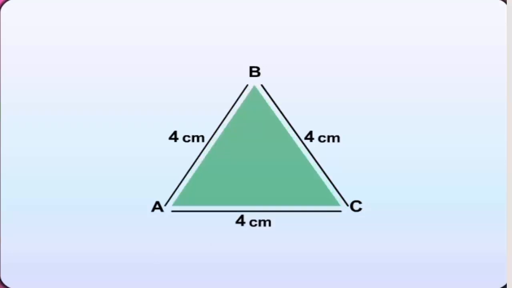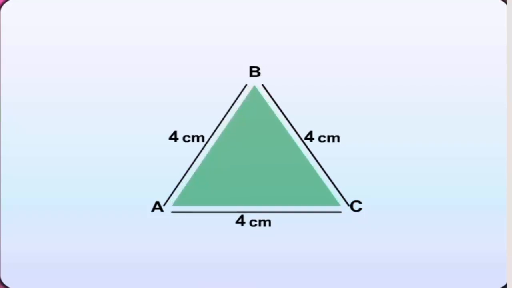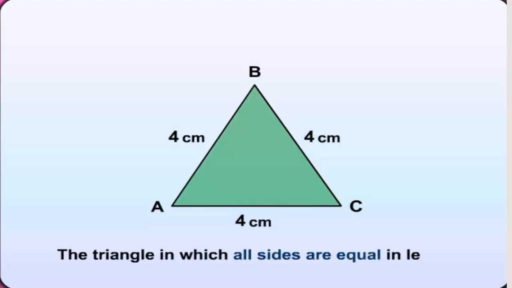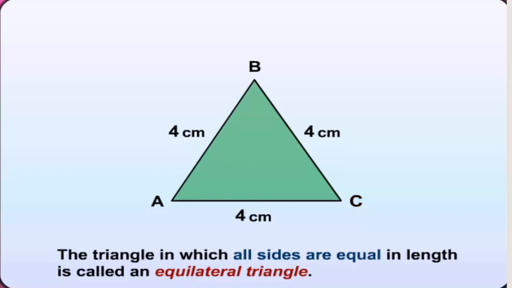Here, all the sides of the triangle ABC are 4 centimeters long. That means all the sides of the triangle ABC are equal in length. The triangle in which all sides are equal in length is called an equilateral triangle. So, the triangle ABC is an equilateral triangle.